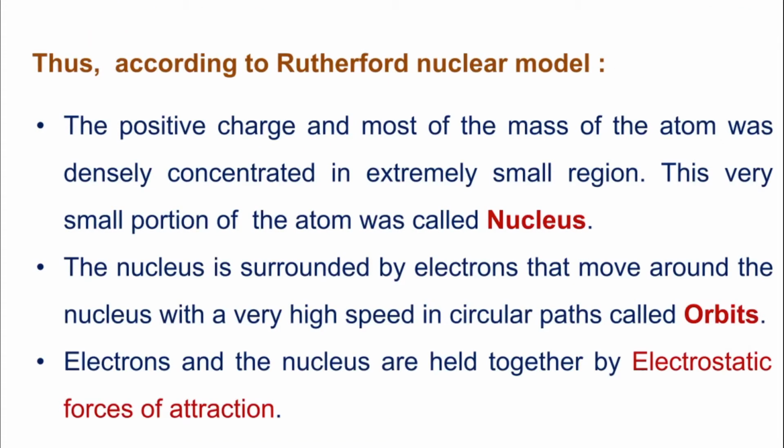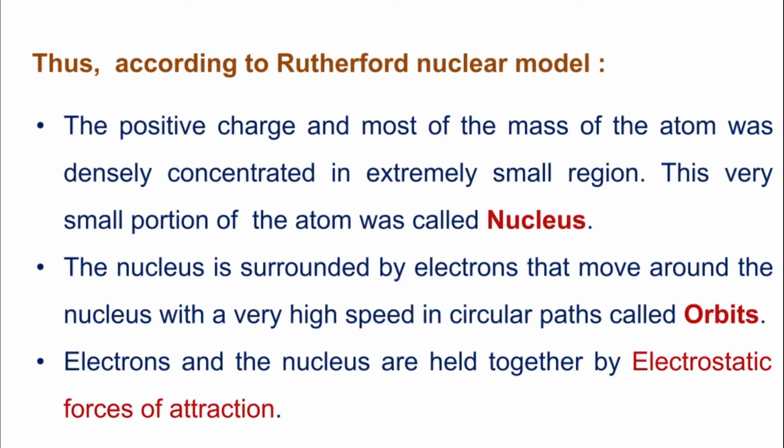With this, Rutherford explained his model of atom: the positive charge and most of the mass of an atom are densely concentrated in an extremely small region. That means the mass of an atom is mainly concentrated in the middle of the atom. This very small portion of the atom was called the nucleus.